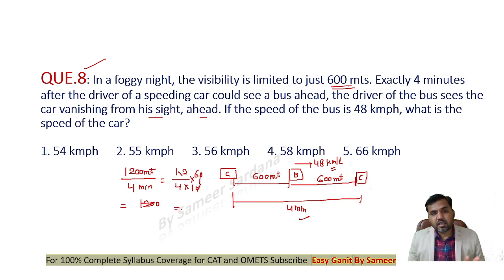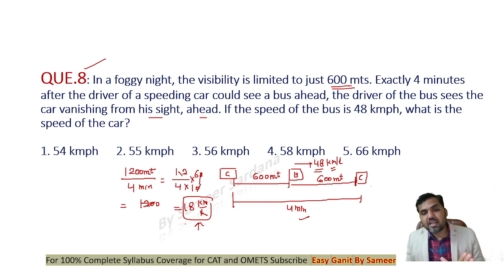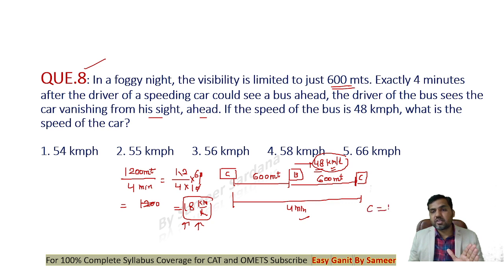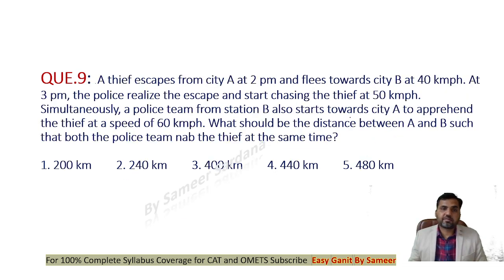That gives 18 kilometers per hour. That means the speed of the car has to be 18 kilometers per hour more than the speed of the bus, because that's a relative speed, not the speed of the car. So the car is chasing the bus at a relative speed of 18 kilometers per hour. The bus is traveling at a speed of 48, so the car speed will be 48 plus 18. That would be 66 kilometers per hour. Option 5 would be the correct answer.